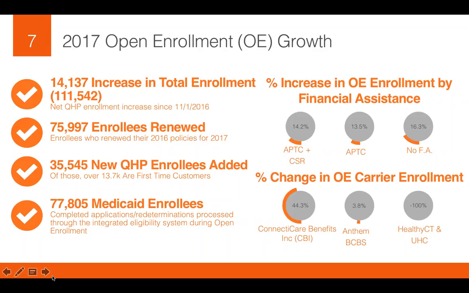And lastly, we helped 77,000 Medicaid enrollees complete their applications and their eligibility determinations over the course of that open enrollment period. So at its conclusion, we did see a slight uptick in the percentage of the population that does not receive premium assistance. And additionally, we saw both remaining carriers, their market share, their total customer base increase as well. So just a couple of recaps of what we've seen.